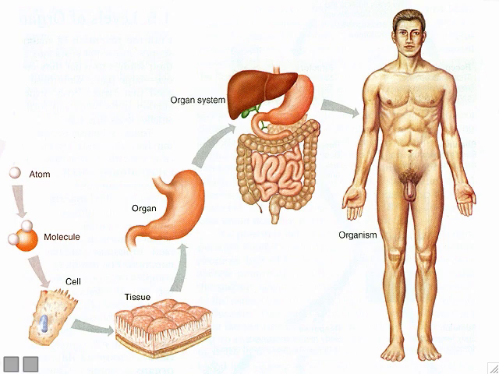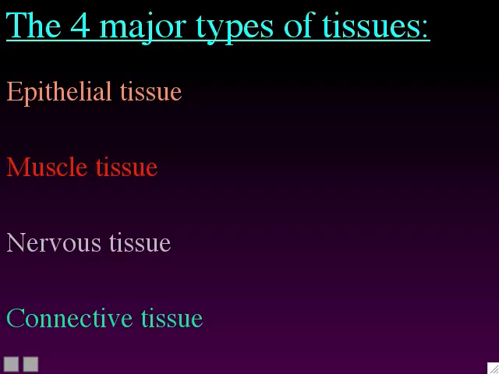Okay, well, as it turns out, there are only 4 major tissue types in the human body, and these 4 major tissue types are called epithelial tissue, muscle tissue, nervous tissue, and connective tissue, and that's it. Those are really the 4 major tissues in the human body.